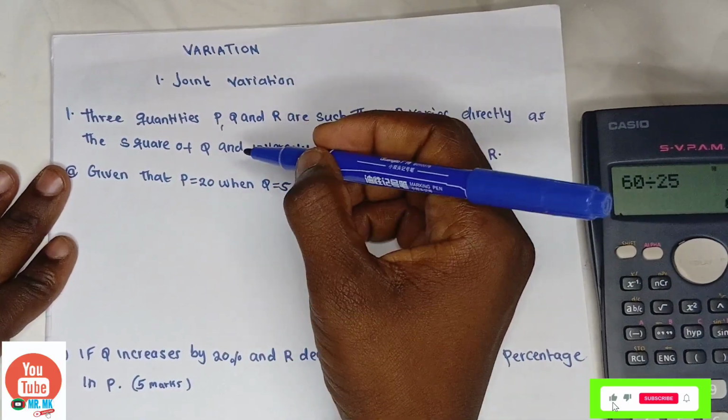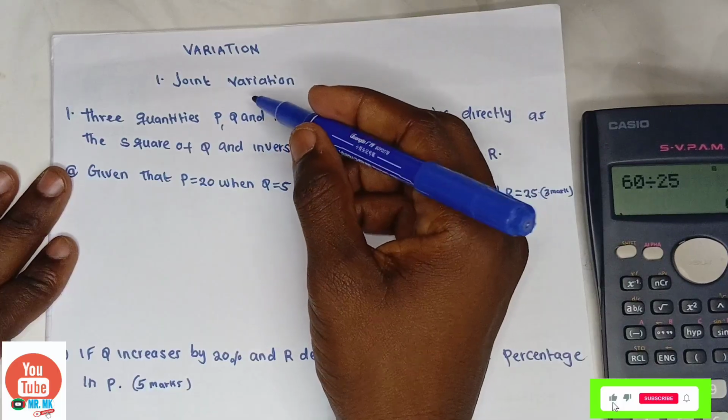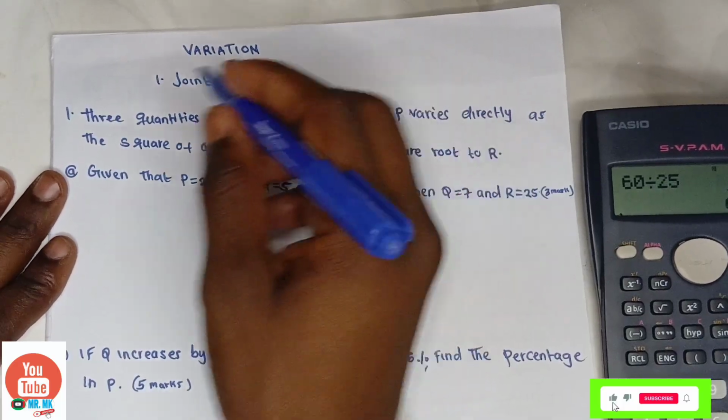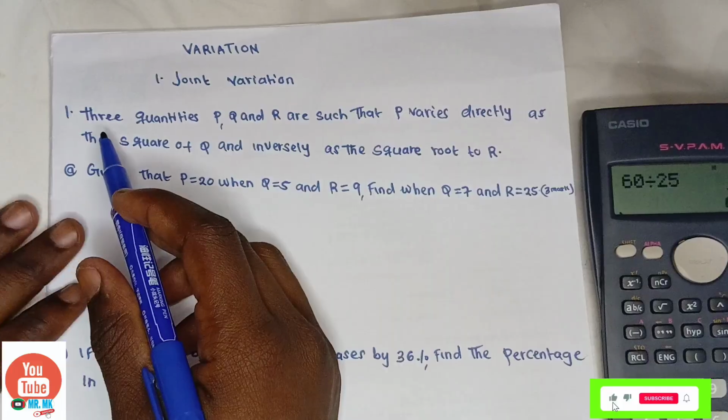Under variation we are going to discuss joint variation. Now let's do this question together.